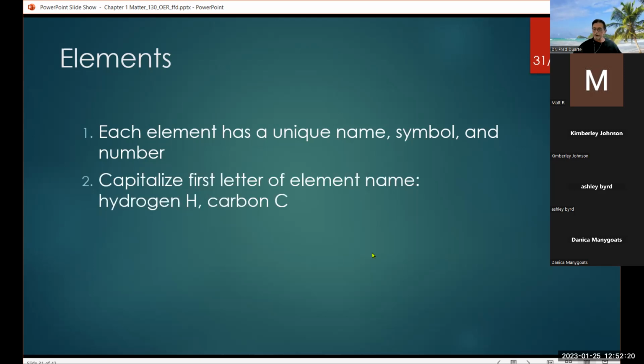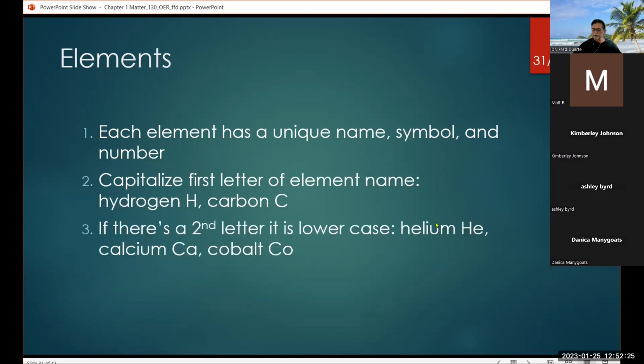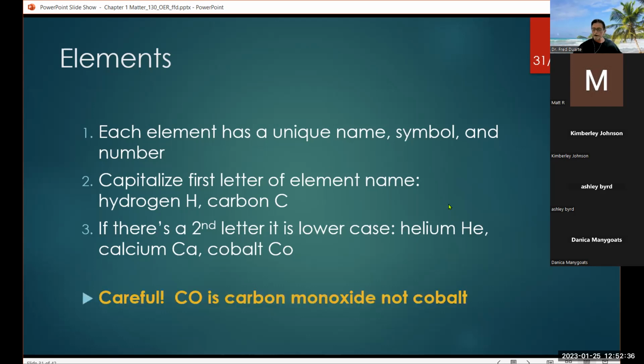Okay, so as I stated, the first letter is capitalized. Hydrogen, for example, is H, and capital C for carbon. The second letter is always, 100% always, in lowercase, okay? All the time. If you were to inadvertently write it in uppercase, there's a difference here. C lowercase o is cobalt, okay, an element. C capital O is carbon monoxide.